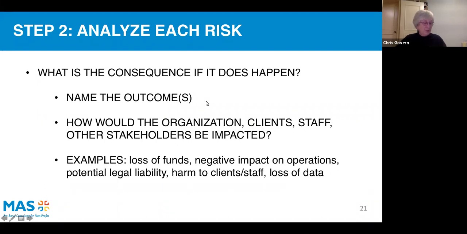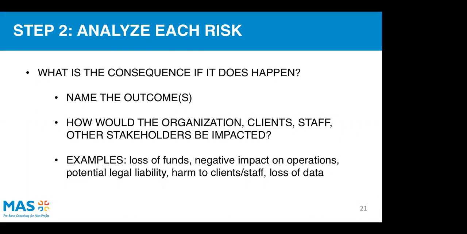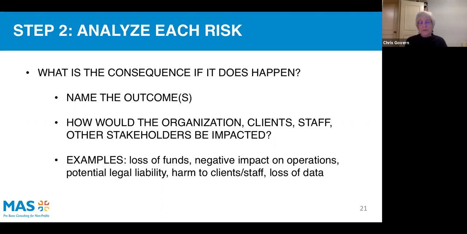So the second thing you have to do is decide what are the consequences if that risk were to happen. And you have to be as specific as you can. So what would be the impact? The consequence might be loss of funds, a potential legal liability, harm to clients or staff. It could be a loss of data. But being specific about the consequences helps me judge whether or not, A, I want to take the risk, and B, whether or not I'm managing the risk appropriately.